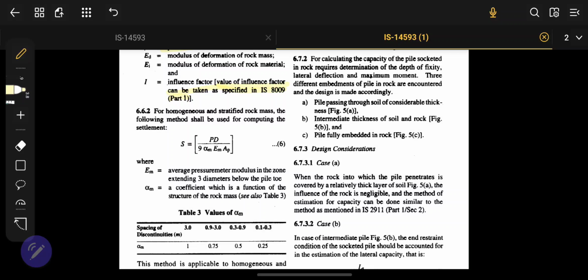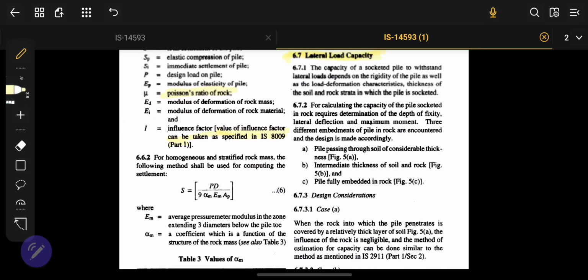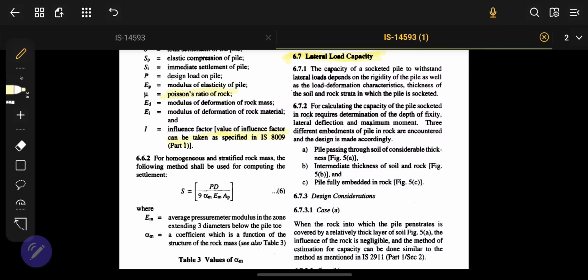Pile passing through soil of considerable thickness, intermediate thickness. Calculating the capacity of the pile socketed in rock requires determination of the depth of fixity, lateral deflection and maximum moment. Three different embedments of the pile in the rock are encountered and the design is made accordingly: piles passing through soil of considerable thickness, intermediate thickness of soil, or in rock, pile fully embedded in the rock.